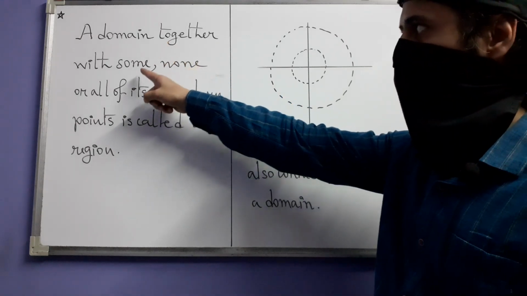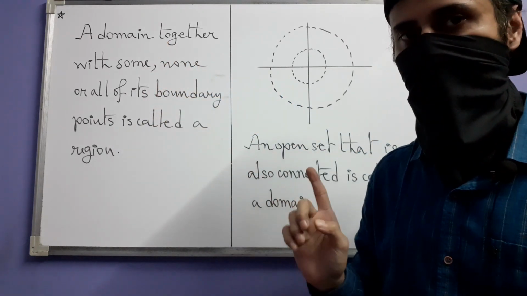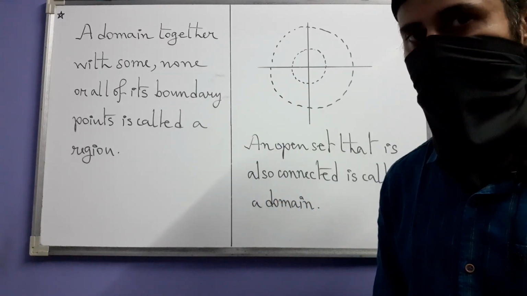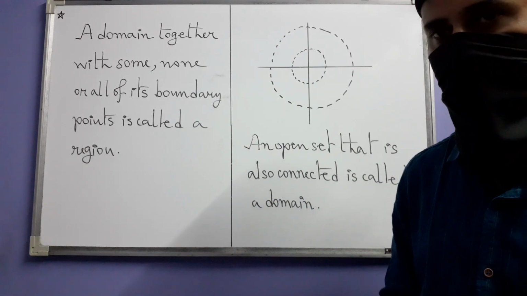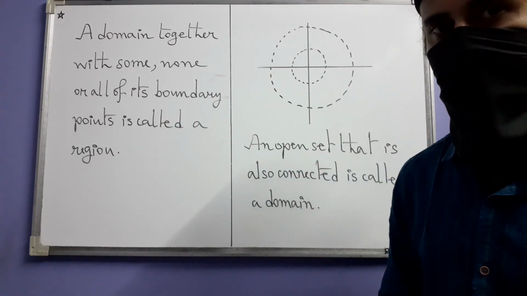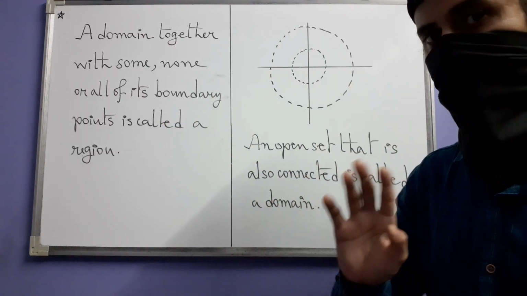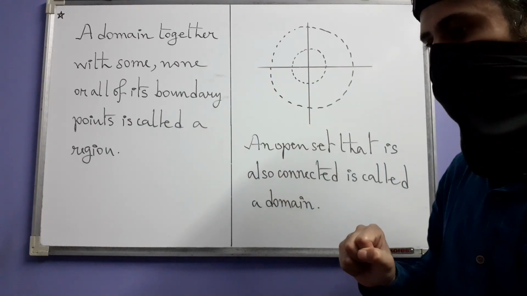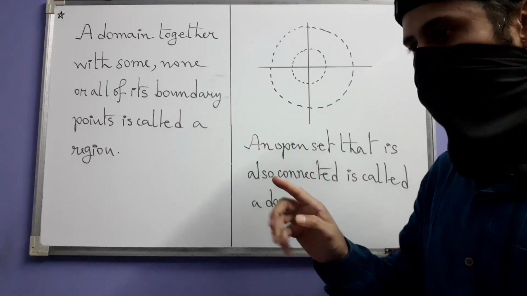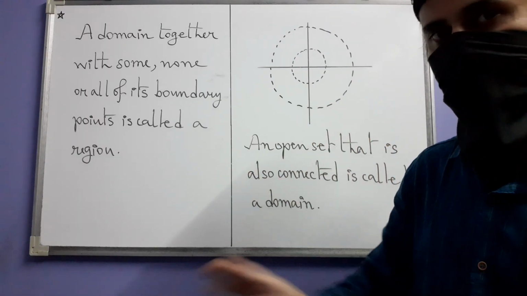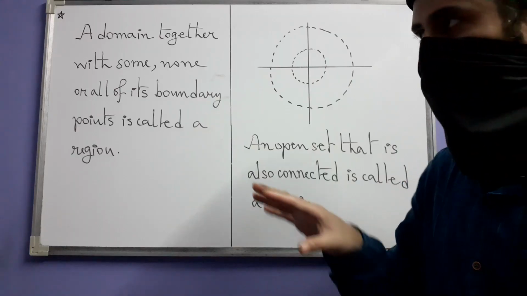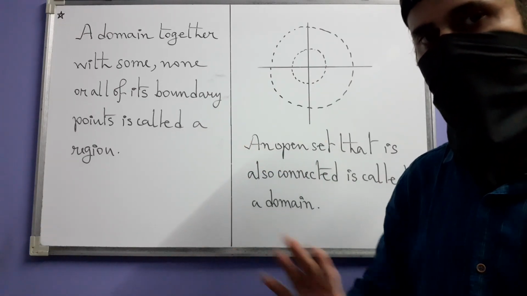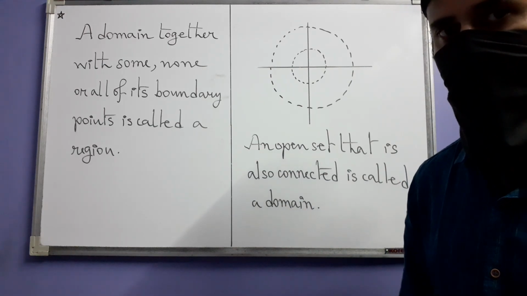And a domain together with some, none or all of its boundary points is called a region. That means a region itself need not be a domain because it's allowed to contain boundary points, whereas a domain by definition cannot contain any boundary point because it has to be open. Say you have a domain and then you decide to also include some boundary points along with the domain. So that changes the set. Such sets are called regions. Domains are regions, but every region is not a domain.